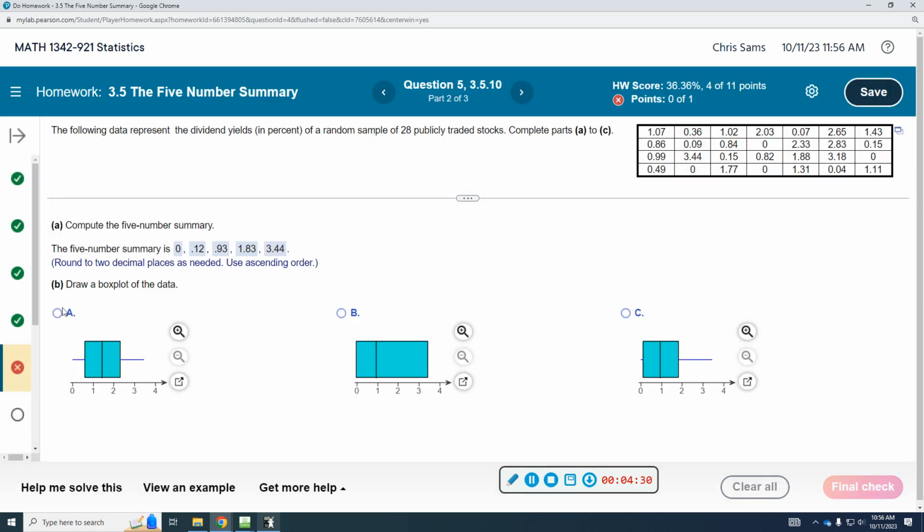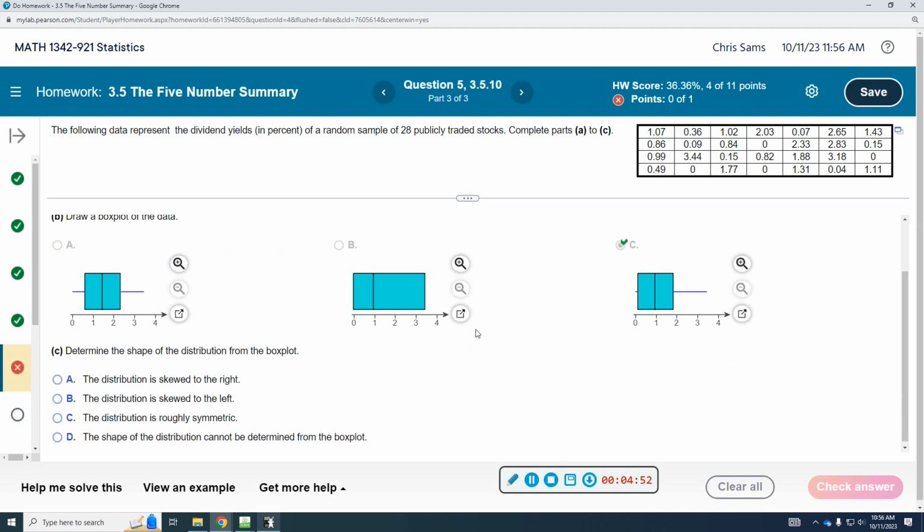All right. The next one wants us to pick out the correct box plot. So again, I'm just going to kind of look at the measurements. We're going to start at 0. We're going to be about 0.12, which that looks kind of big. 0, 0.12. And then we want to be at about 0.93. So C looks the best. This one doesn't even have the tails on it, so I wouldn't even consider B.